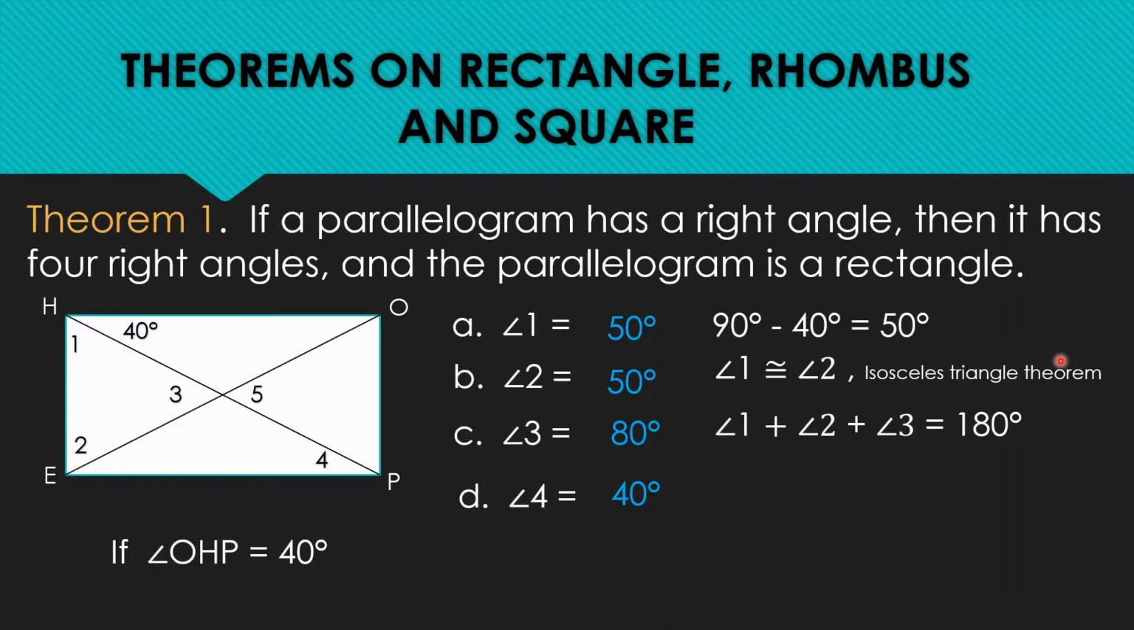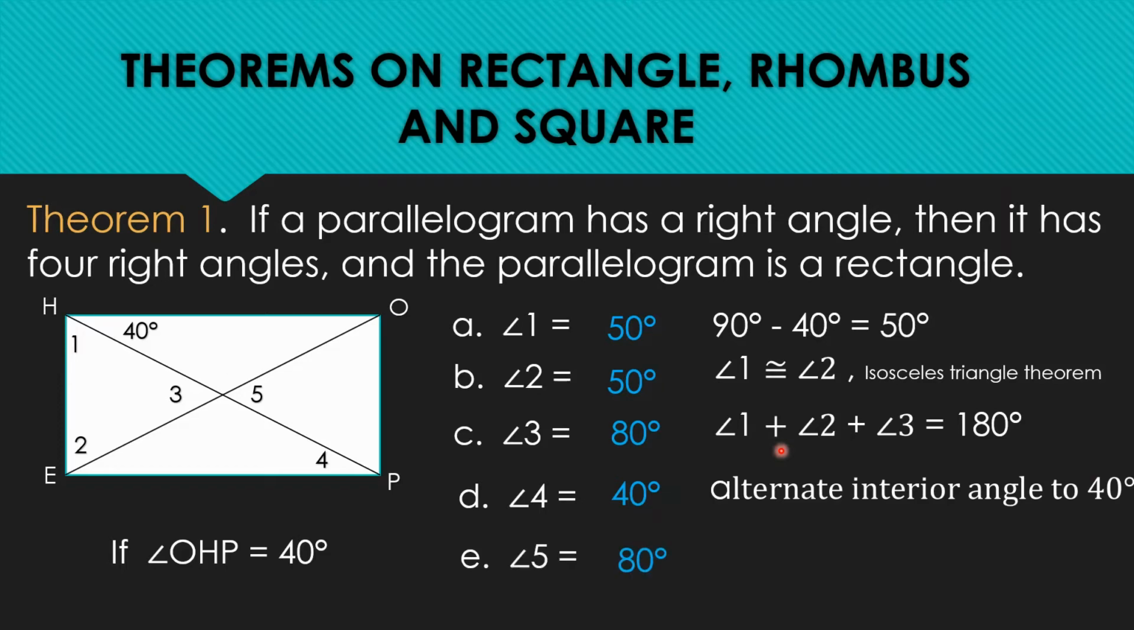What is angle 4? Angle 4 is 40 degrees. Why? Because we have alternate interior angles. If this is 40 degrees, then the alternate interior angle is congruent, so this is also 40 degrees. And letter E, what is angle 5? This is 80 degrees because it is vertical to angle 3, by the vertical angle theorem. Vertical angles are always congruent, so that is 80 degrees. Okay guys, do you have any questions on theorem 1? If you don't have any question, let us proceed to theorem 2.